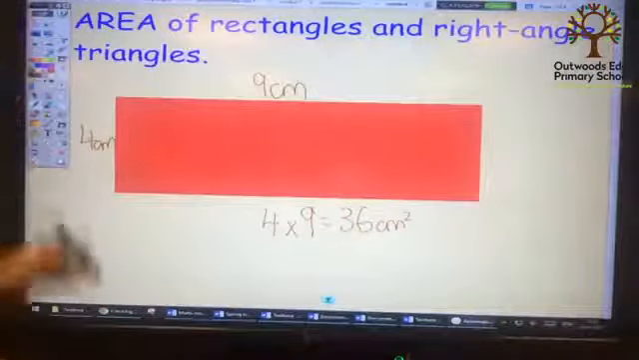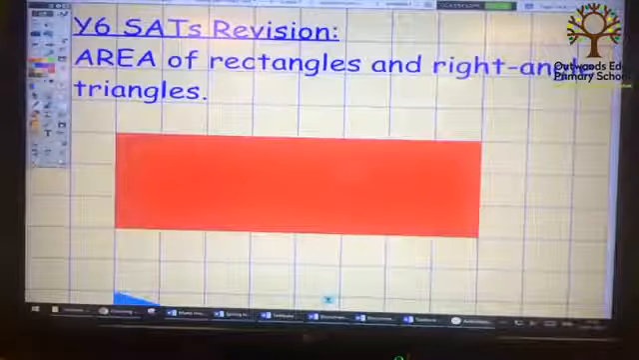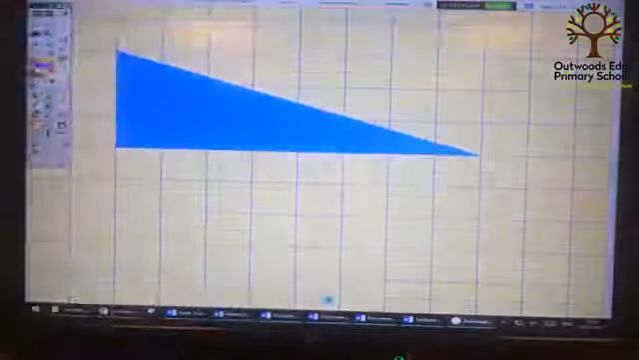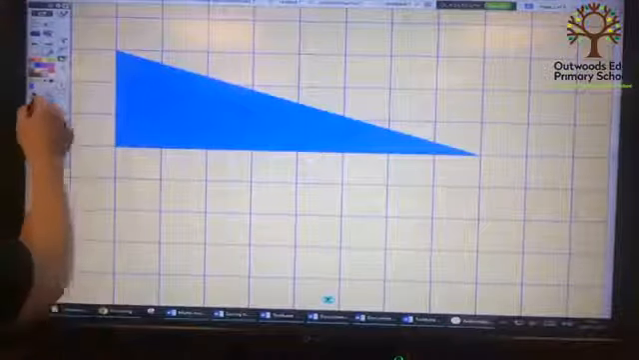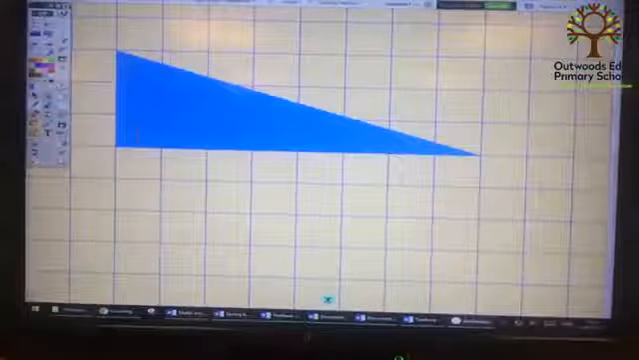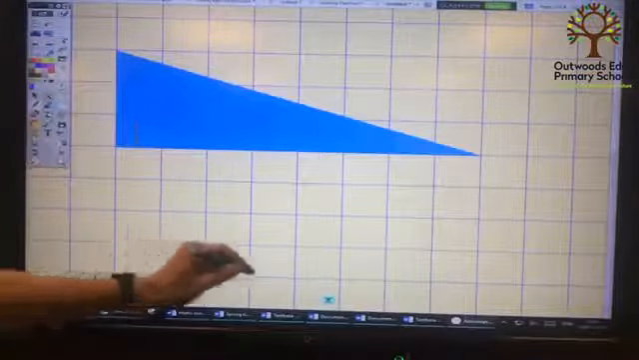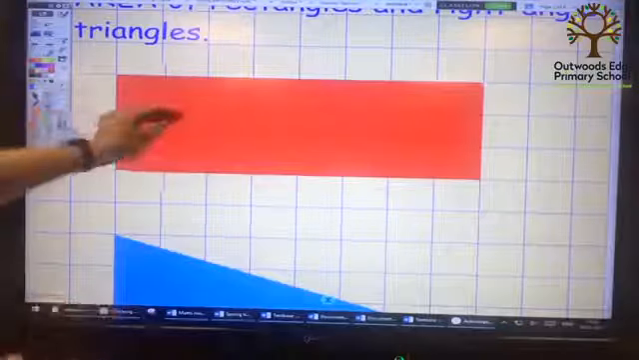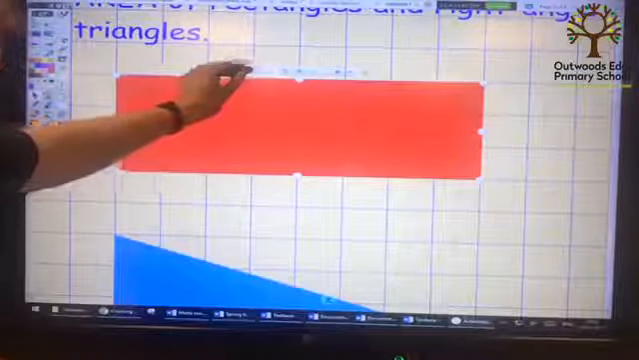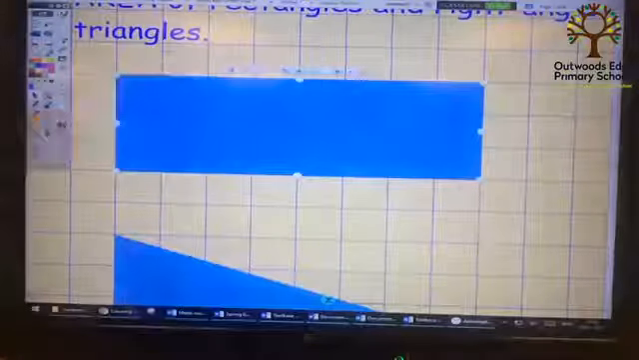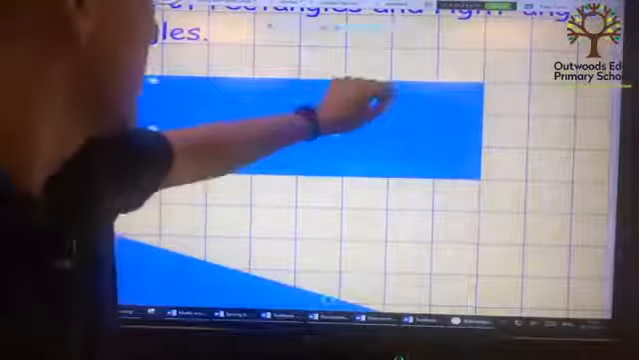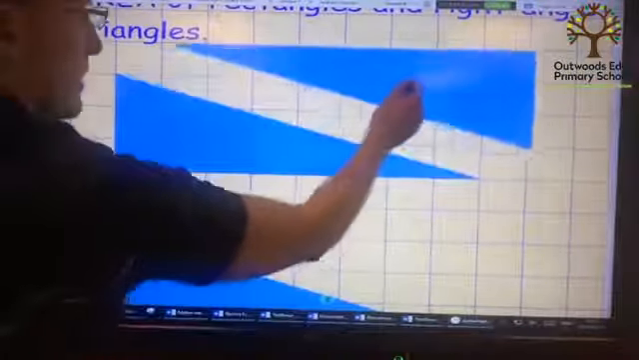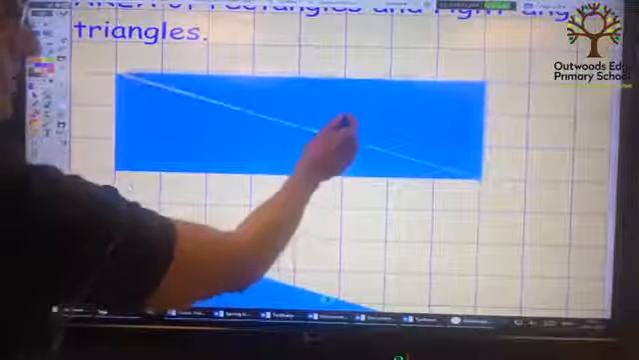For a right angled triangle here, to find the area of this right angled triangle, first of all we'd remind the children that in this corner here we have 90 degrees. We've shown the children, and actually we've been physically cutting out the paper, that if you take 2 right angled triangles and you put them together by rotating them, they make the same area as the rectangle.